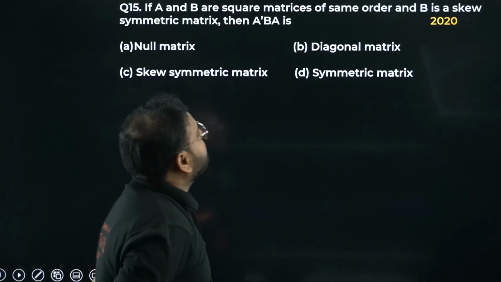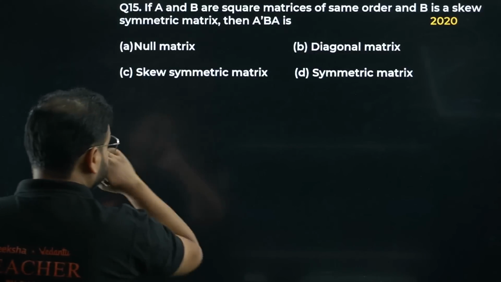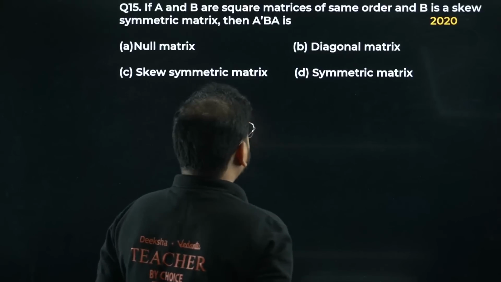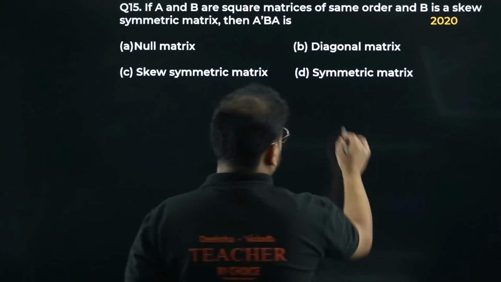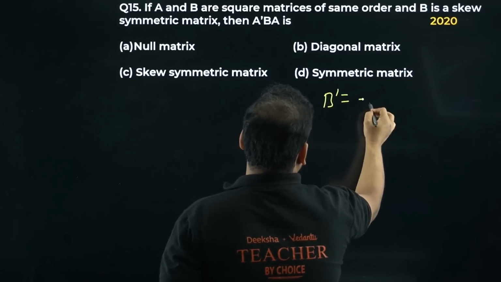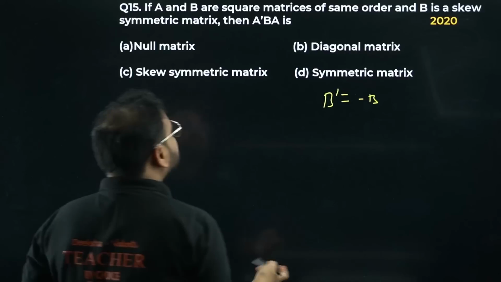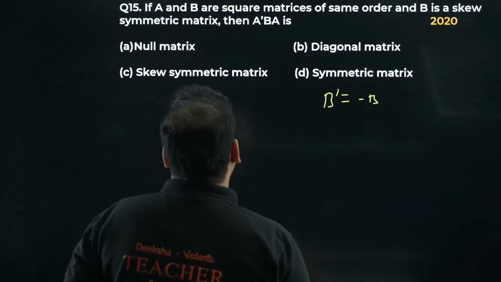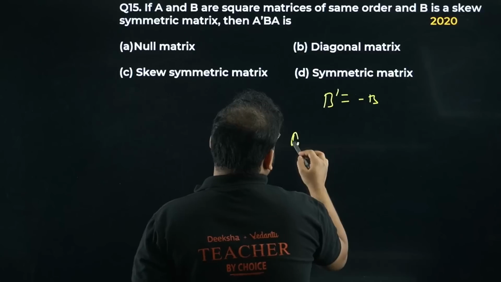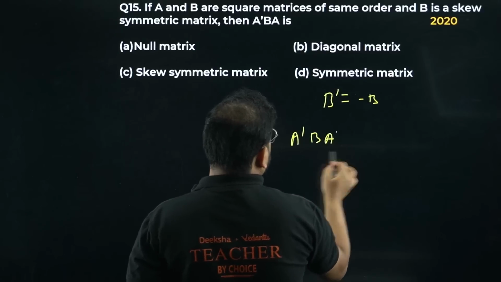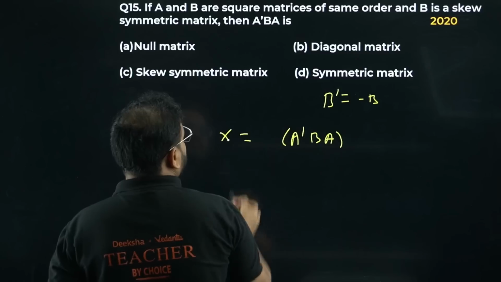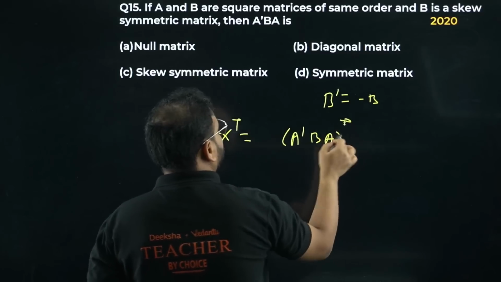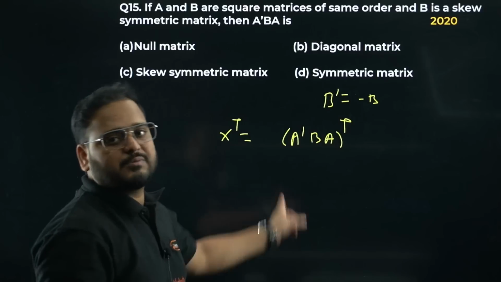Question number 15 now. If A and B are square matrices of the same order, and B is a skew symmetric matrix, it means B dash is minus B. Skew symmetric matrix means B dash is minus B. What are they asking? A dash B A is what? Let's call this matrix X first and take the transpose. Whenever you are asked the nature, take the transpose first of all.